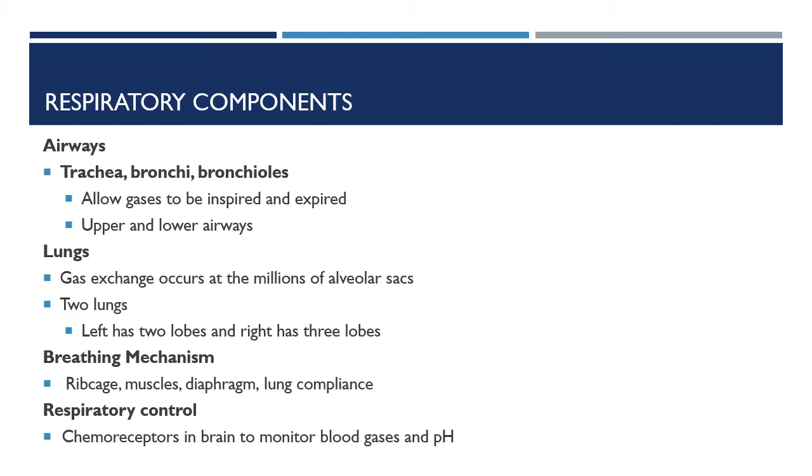Millions of them. And that is the only place where gas exchange takes place, in the alveolar sacs, never in the airways at all. And you have two lungs, right? You have a left and a right lung. The left lung has 2 lobes to it. The right lung has 3 lobes to it.